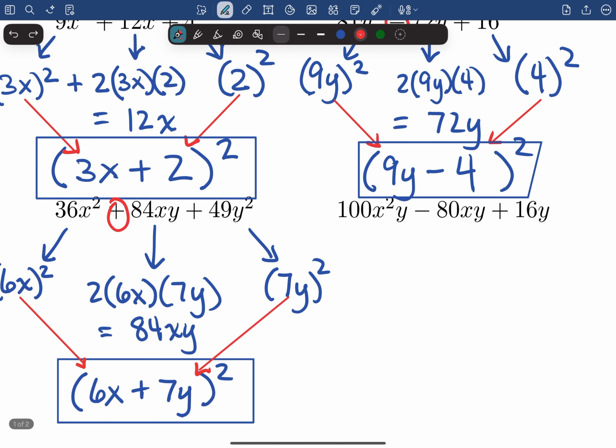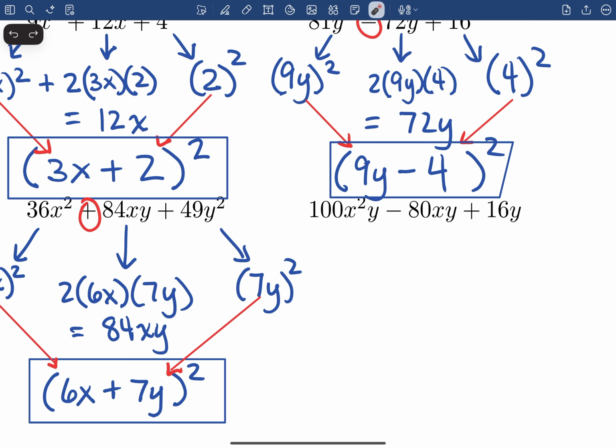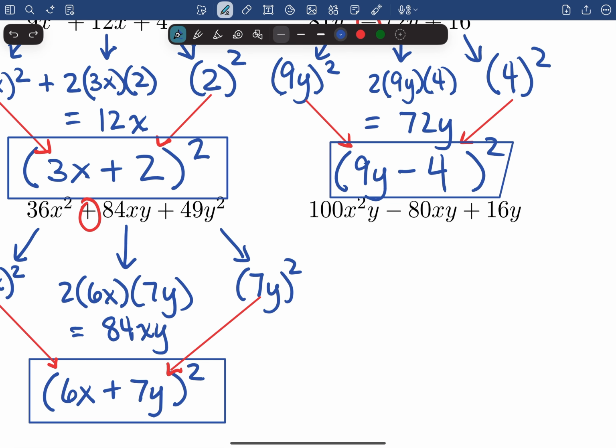Great. Let's try one more as a practice. When I see 100x squared y minus 80xy plus 16y, my brain says, wait, I see a GCF. I see a greatest common factor. And the greatest common factor that I see is a 4 and a y. So you are practicing seeing greatest common factors, but what is the GCF of all three of these terms? My brain analyzes and tells me it's 4y.